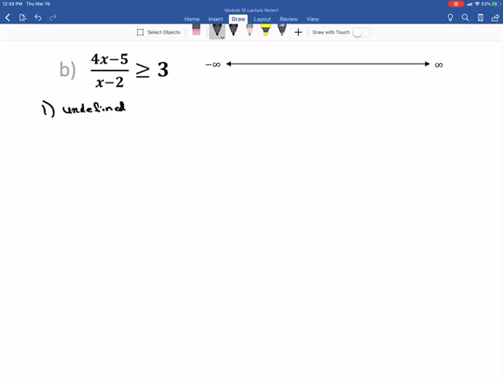Undefined values. Any undefined values would be, again, a critical value. So x minus 2 cannot equal 0. Right? If our denominator is 0, we know, again, would be undefined. So 2, and that's it. The only undefined value we have.